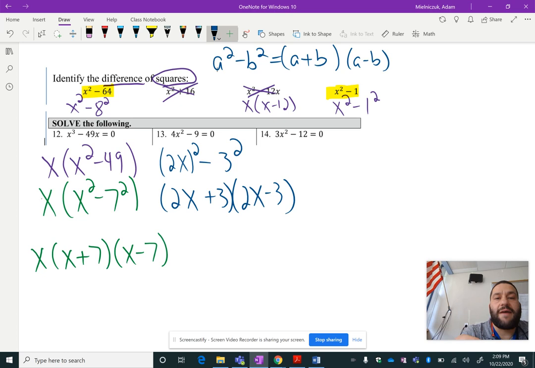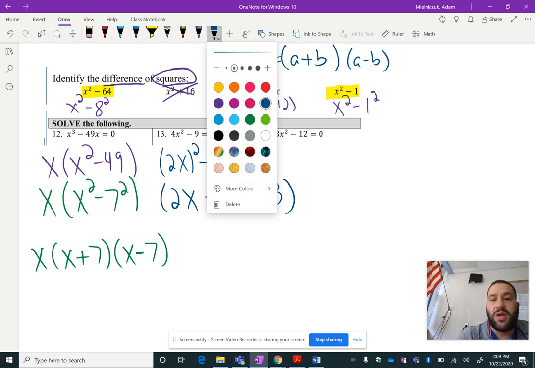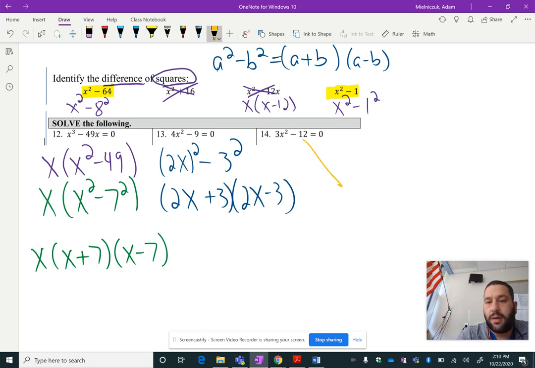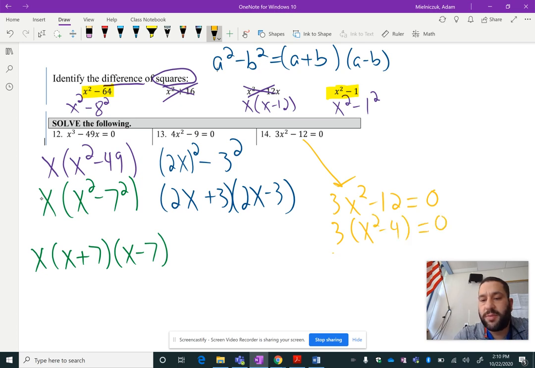And the last one, at first glance, does not look like it's a perfect square. But what do both terms have in common? Well, we can pull out a 3, leaving us with x squared minus 4, which will simplify to 3 times x plus 2 times x minus 2.